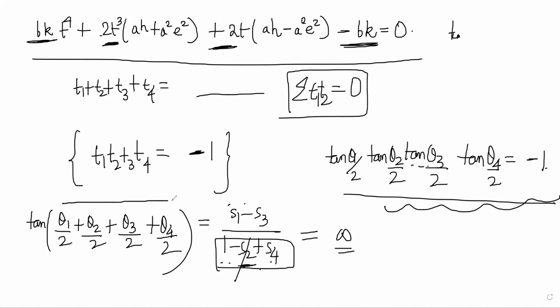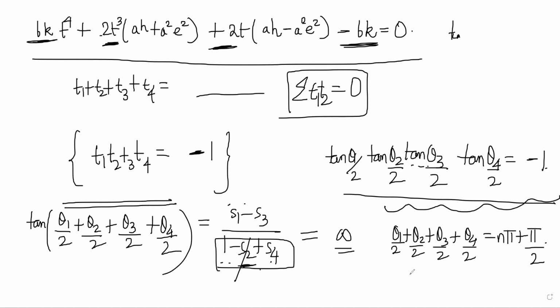So this sum of all these tan angles must be pi by 2, right? So you should have theta 1 by 2 plus theta 2 by 2 plus theta 3 by 2 plus theta 4 by 2 is n pi plus pi by 2 in general, right? Correct. So if you remove the 2, this is adding up to be 2n plus 1 into pi, the sum of all the eccentric angles.